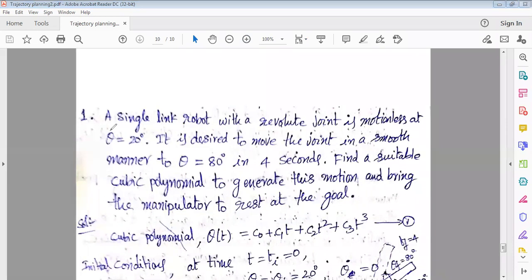Okay, so a single link robot with a revolute joint is motionless at theta equal to 20 degrees. At theta equal to 20 degrees, this joint doesn't have any motion. It is required to move the joint in a smooth manner.